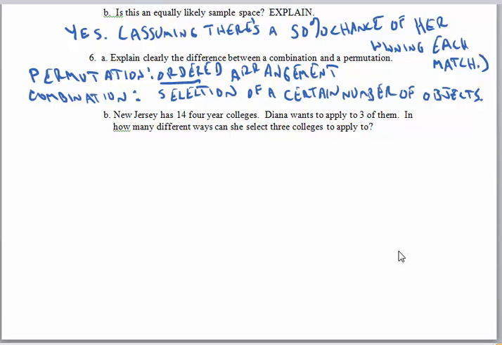Okay? So then the question is in B, New Jersey has 14 four-year colleges. Diana wants to apply to 3 of them. In how many different ways can she select? And actually, it's nice that I use that word selection there for combinations, because that kind of gives it away. In how many different ways can she select 3 colleges to apply to? Now, they're not saying that she has a first choice, a second choice, and a third choice. We're just saying she's selecting 3 colleges out of these 14. So this is really a combination, because she's just selecting. The order isn't important. So what you're really doing here is what's known as 14C3, which you could do on a calculator.